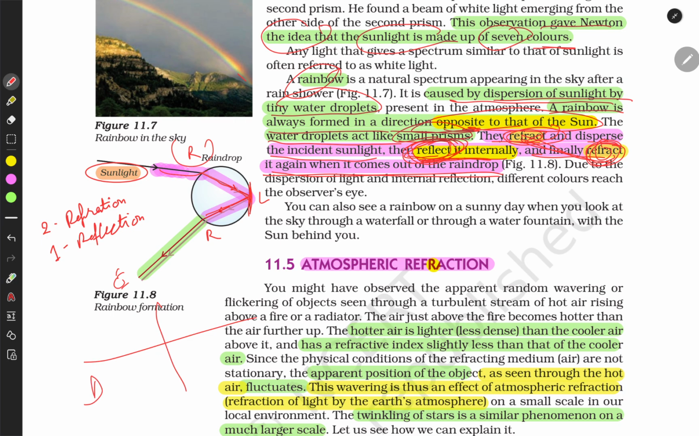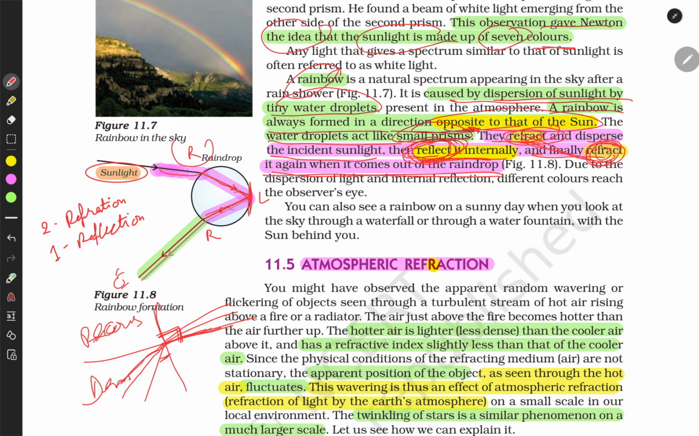We know that when light goes from a denser medium to a rarer medium, it bends away from the normal, this way. So if we increase the incident angle, the light will bend more and more. The angle at which the refracted ray forms 90 degrees is called the critical angle.